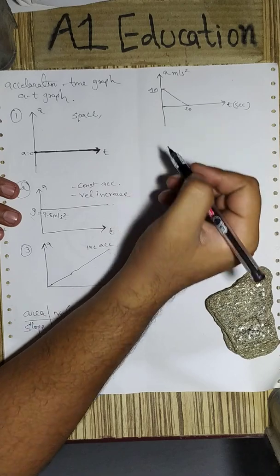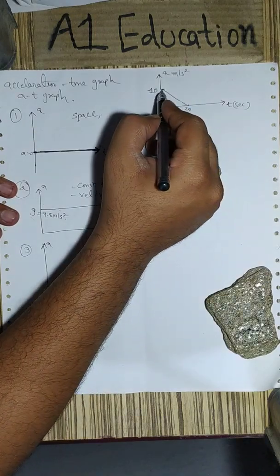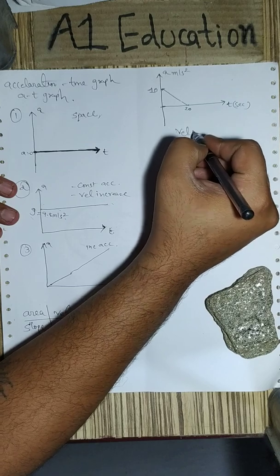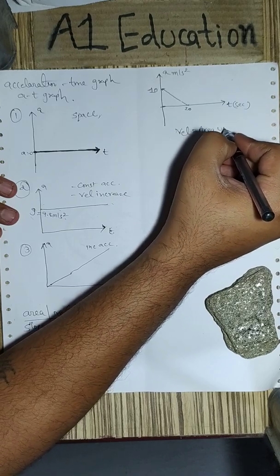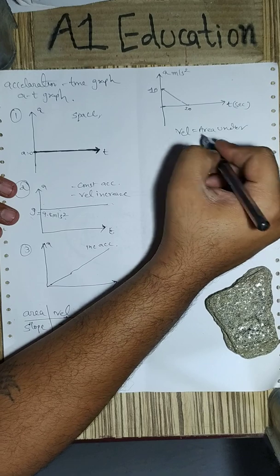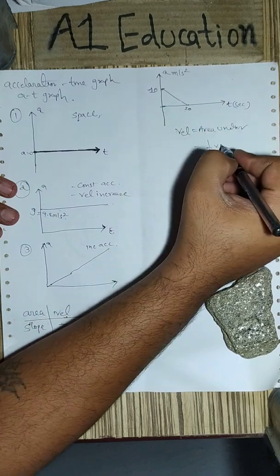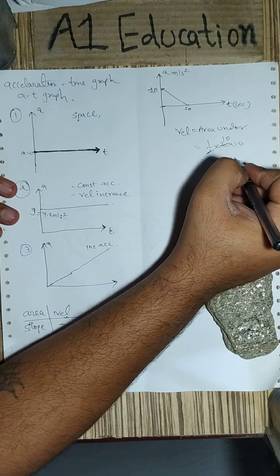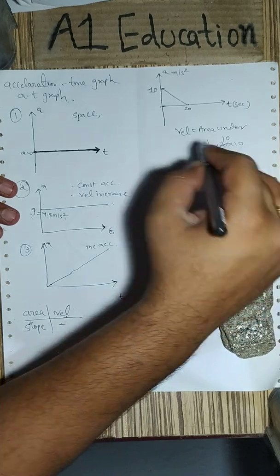So let's say we have this simple graph in which acceleration is falling from 10 to 0 in 20 seconds. So we can calculate the velocity here. That is nothing but the area under the graph. So the area, if you calculate, will be half, base is 20, height is 10. So it will be 100 meters per second, the speed of the body.